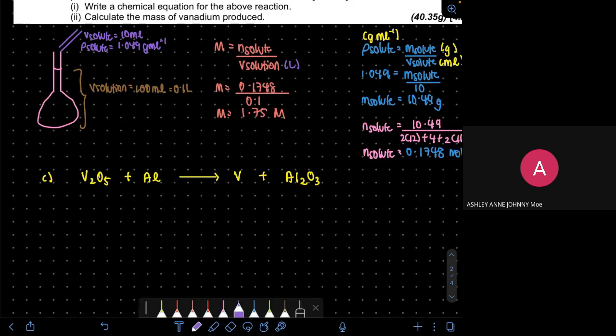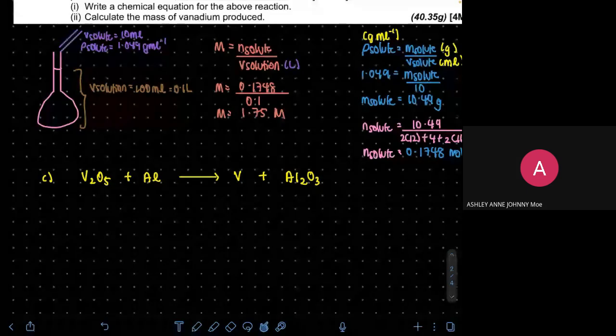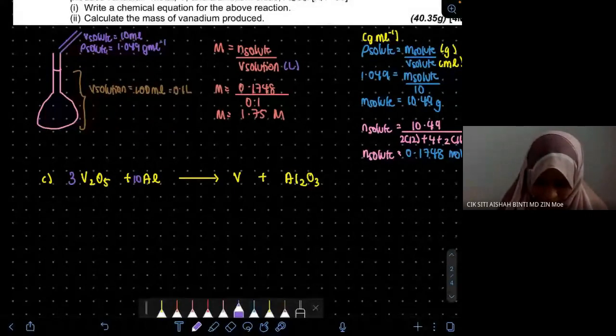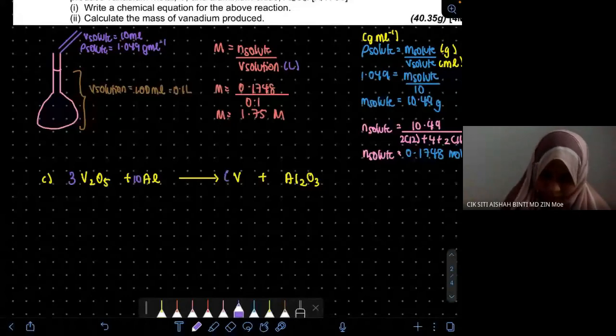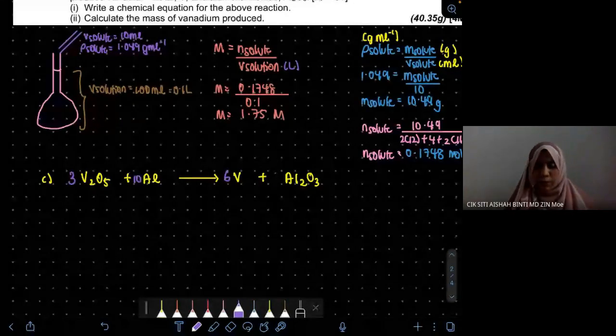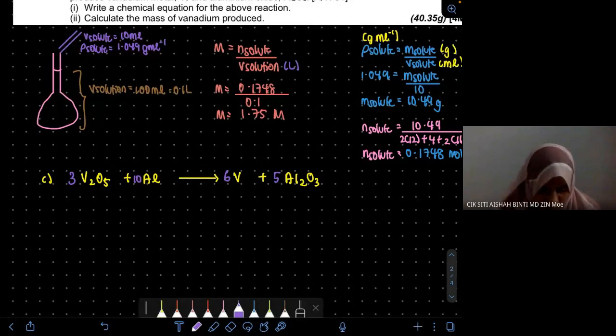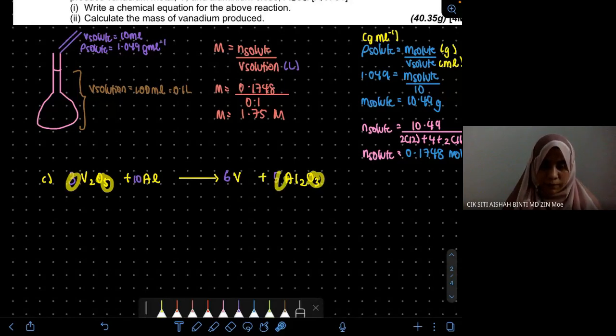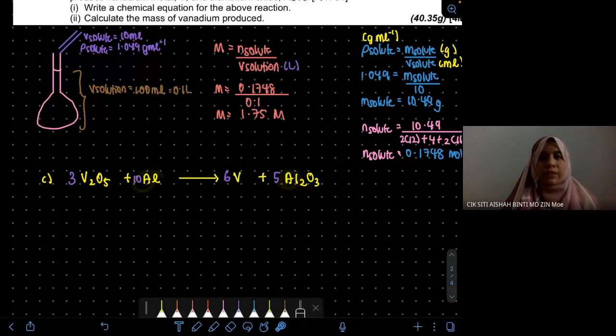3V2O5 plus 10 Al. 6V plus 5 Al2O3. Okay, thanks Ashley. Okay, so semua orang dapat jawapan yang sama. So bila Miss check dekat sini, vanadium kita here ada 6, sini pun ada 6. O kita here ada 15, sini pun 15. Aluminium kita 10, sini pun aluminium kita 10.